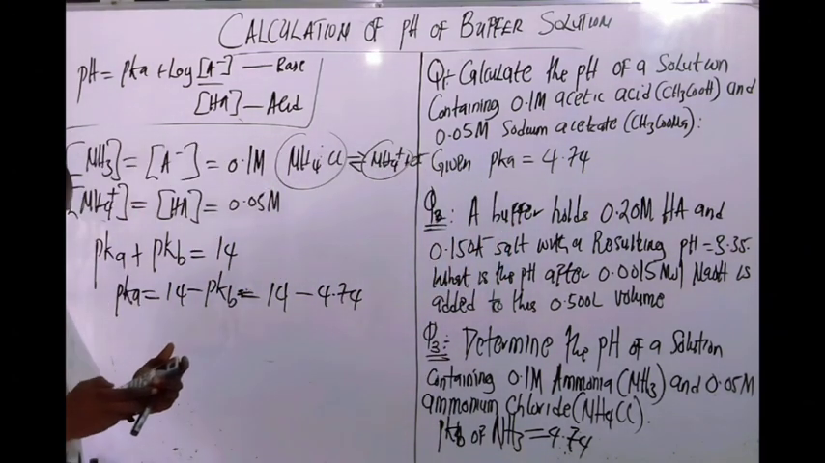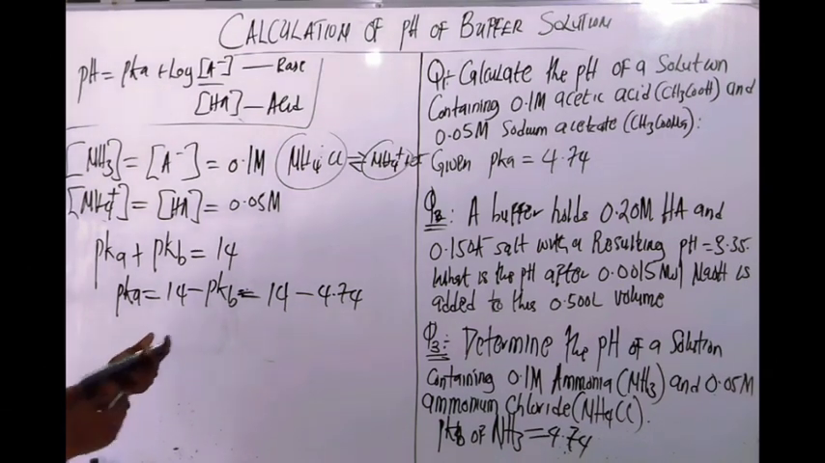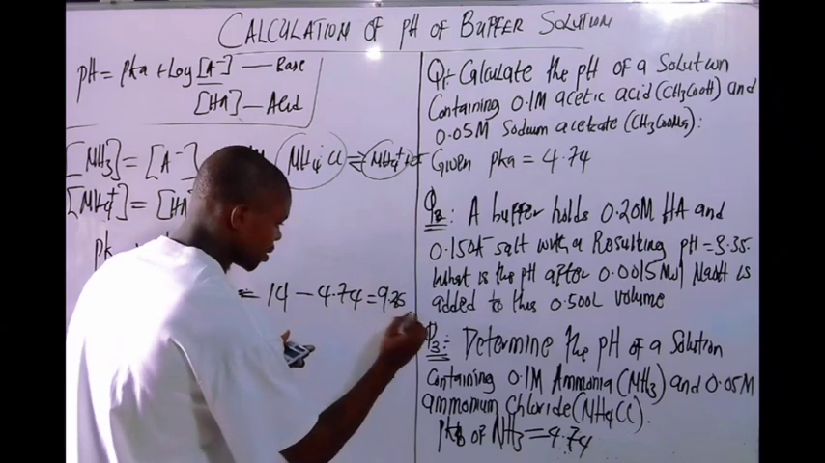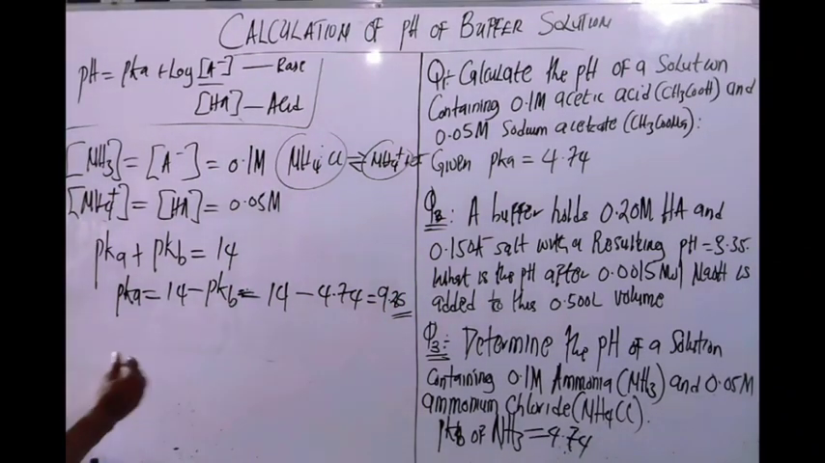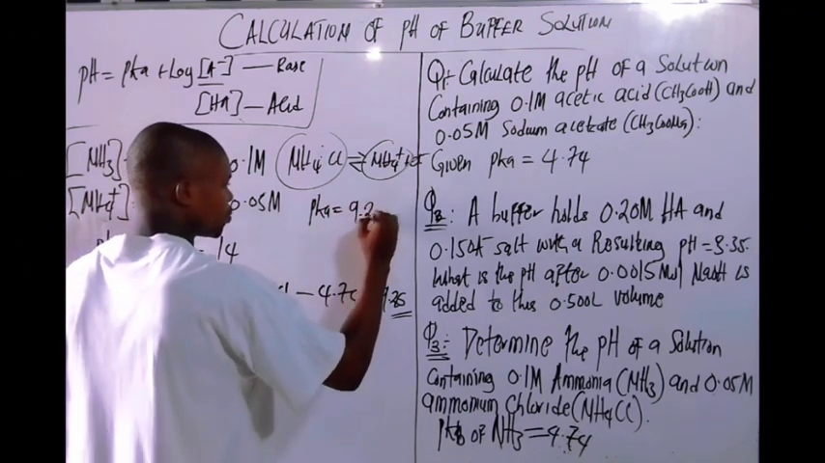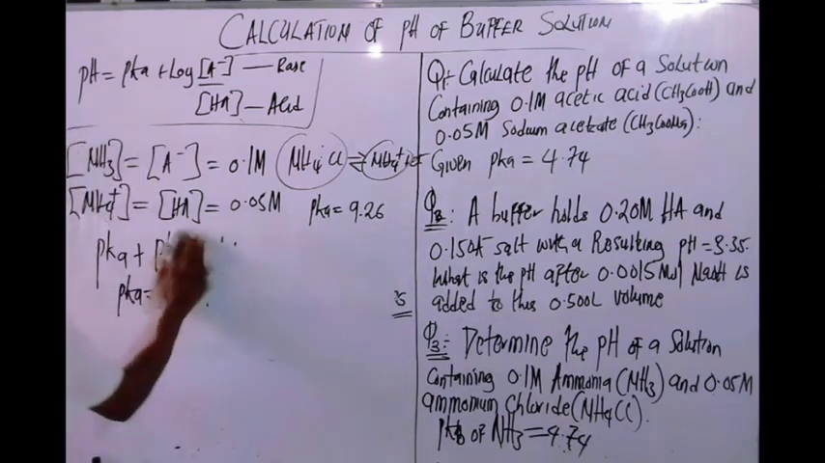So subtract it here: 14 minus 4.74 is 9.26. Just 9.26. So that is what my pKa is. My pKa now is 9.26. So I want to wipe this place out.